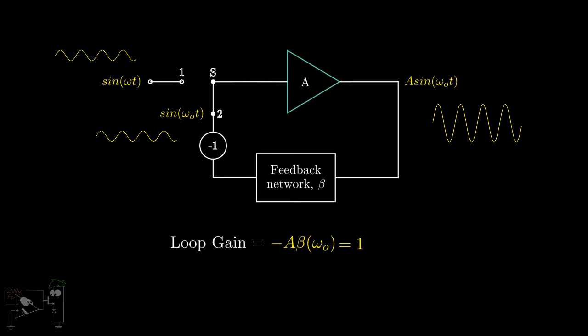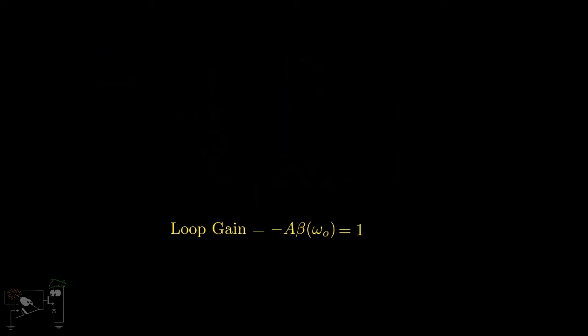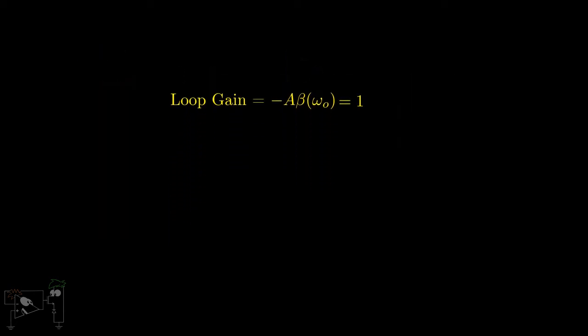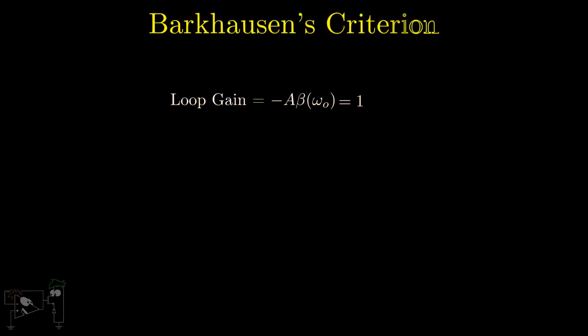So, if we design the feedback network such that the loop gain is 1, that is, minus A beta is 1 for some frequency omega naught, then we get sustained oscillations of the frequency omega naught and our oscillator is ready. So, the requirement is minus A beta of omega naught equal to 1. This condition is known as the Barkhausen's criterion for oscillations.